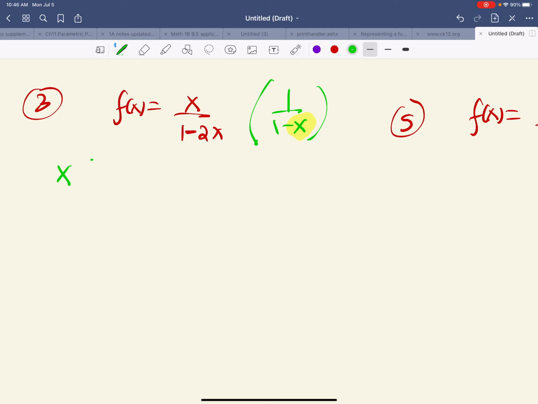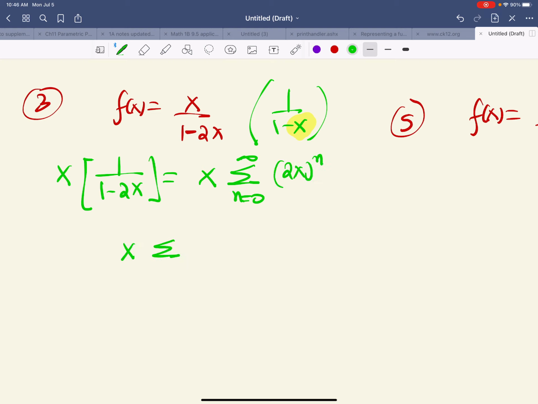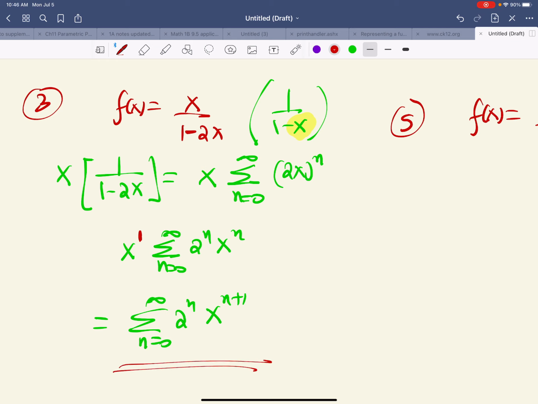I can pull the x in the front outside, and I can say this is 1 minus 2x. So that's going to be x summation n is equal to 0 to infinity (2x) to the power n. Cleaning up, x summation n is equal to 0 to infinity 2 to the power n x to the power n. So that's going to be summation n is equal to 0 to infinity 2 to the power n x to the power n plus 1, because I do have x to the first power here. And that's going to be the power series in this case.